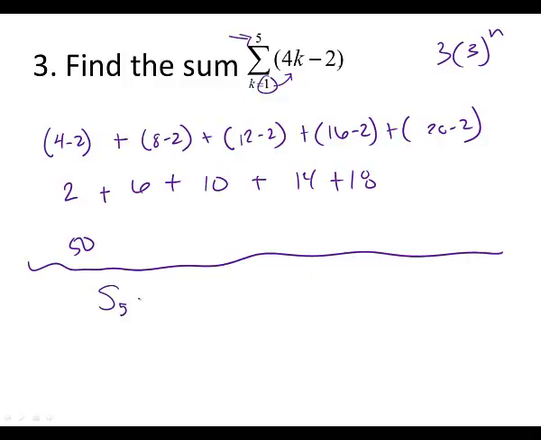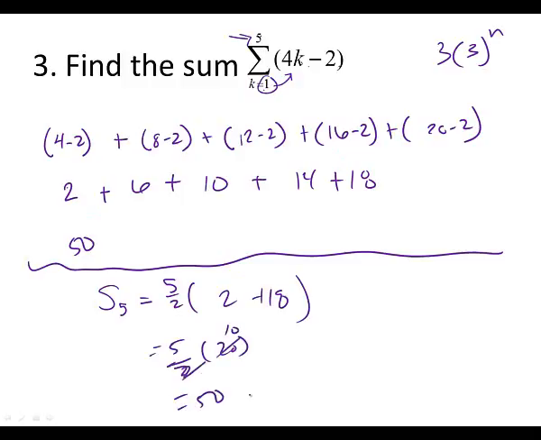So you can do S of 5 equals 5 over 2, and just put in the first term, which we learned was 2, and then just put in the last term, which we learned was 18. Let's see, 2 plus 18 is 20, isn't it? 2 into 20 is 10 times, I still get 50. So there is more than one way to do that one. You get to pick for the test. What formula did you use?